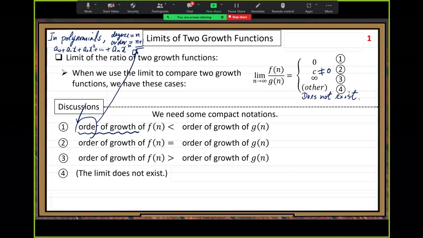Here the order is some abstract order. And here the order of growth, we're talking about growth functions, or in the growth function context.